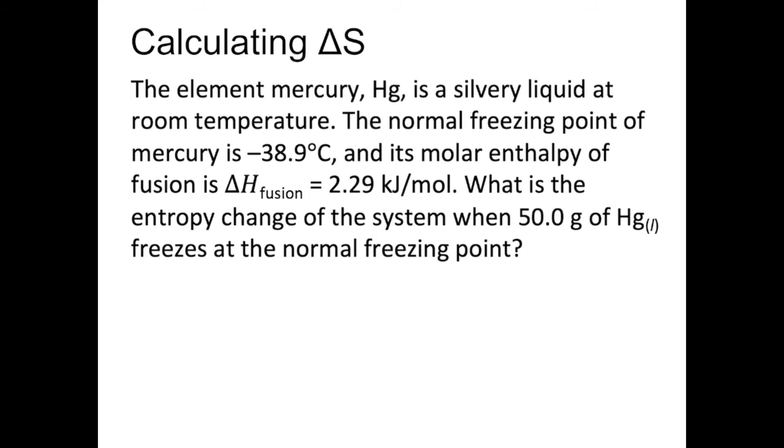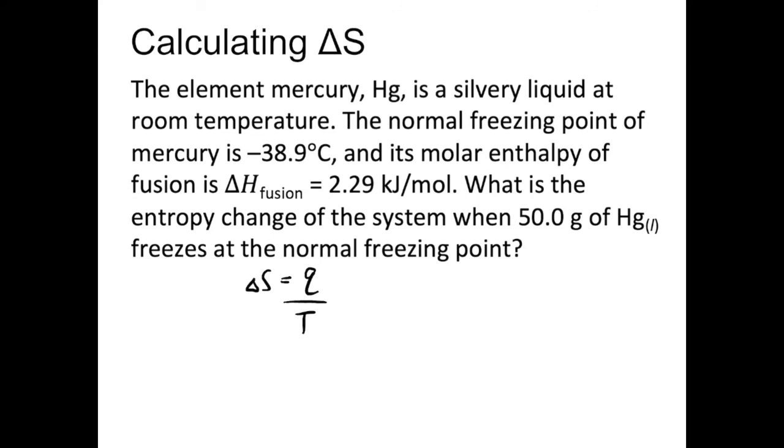Well, to start with, we're going to need a Q. We're going to need a heat. We're looking for delta S. We need Q, and we know what the temperature is. We know that the freezing point is minus 38.9 Celsius. So we need to find Q.